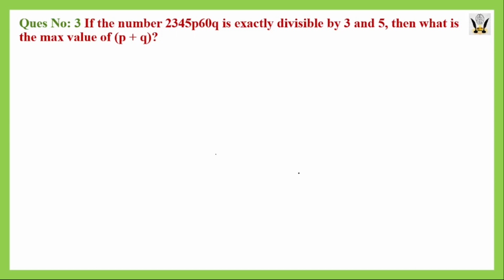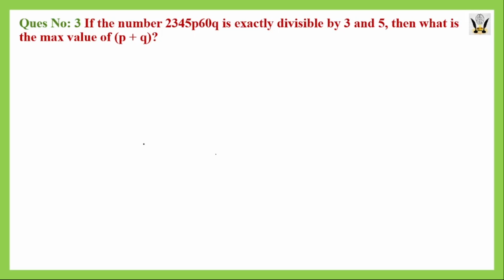Then what is the maximum value of P plus Q? So we have to find the maximum possible values for P and Q, and then we have to add them. First of all, this number which is given is divisible by 5 and also 3. Now if we go by the divisibility rule of 5, then we know that if the last digit of a given number is 0 or 5, then that number is divisible by 5.